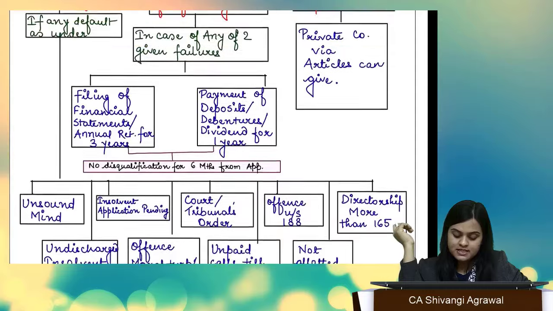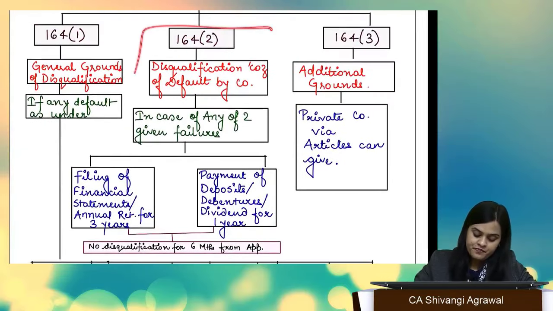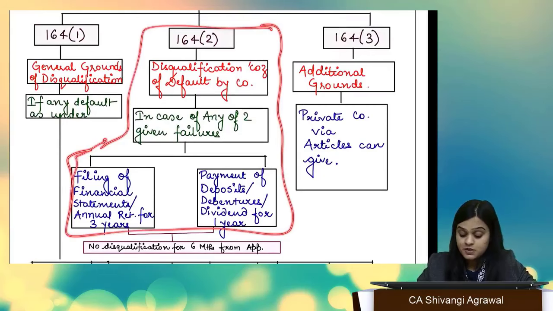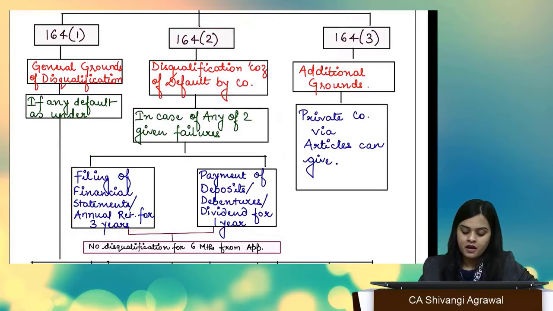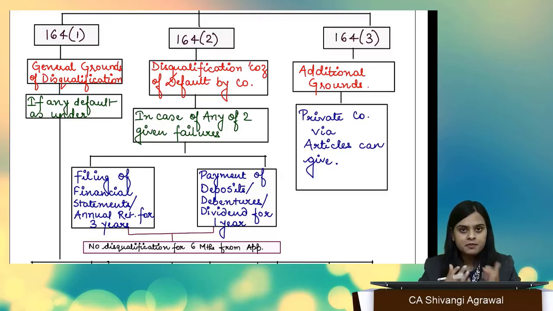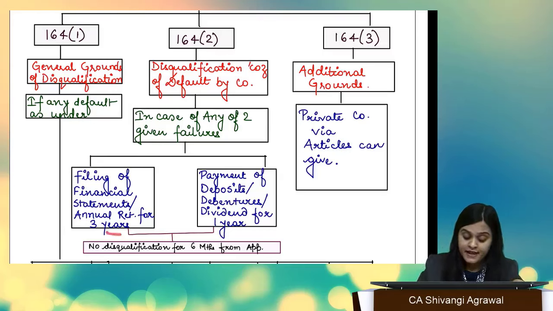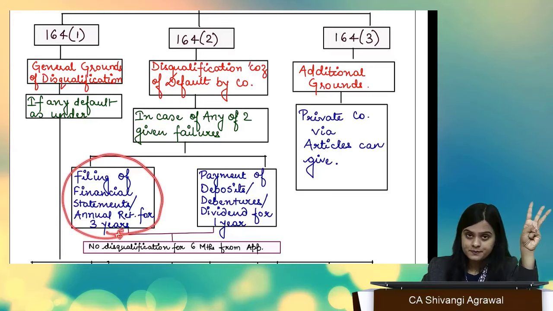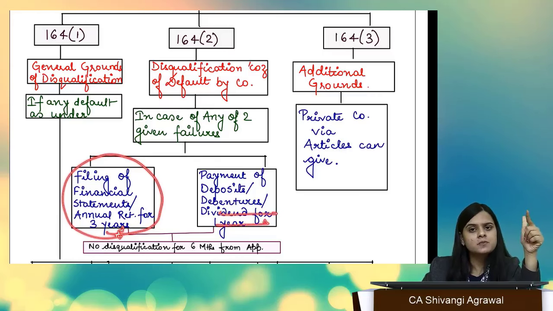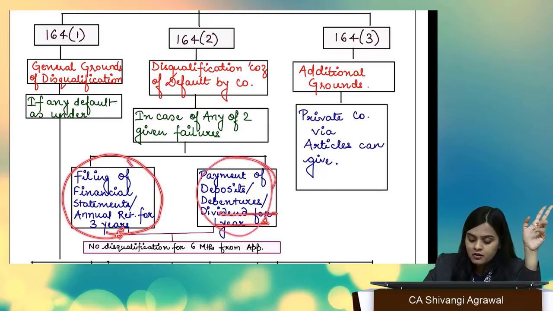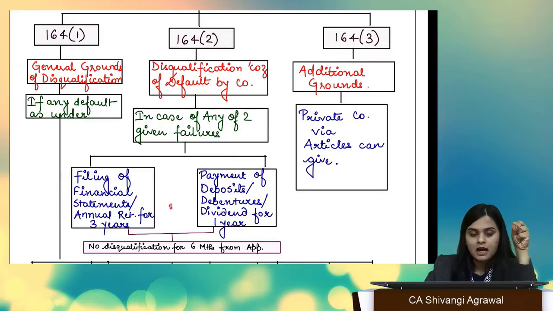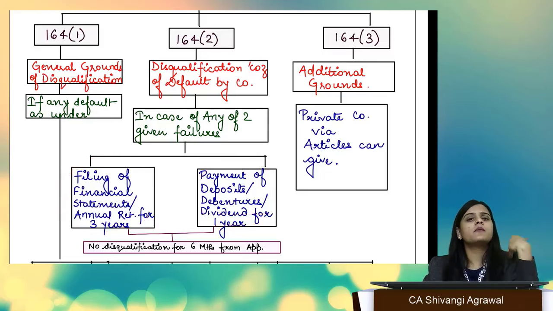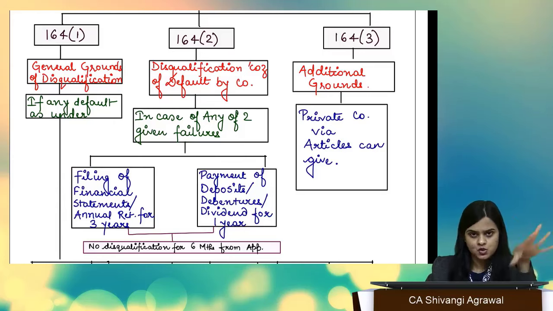Then we come to section 164(2). From the examination point of view, this is very important, although it's a very small one. Supposedly, I'm a director in some company, and that company fails to file its financial statements or annual return for a continuous period of 3 years, or it does not pay its deposits, debentures or dividend, and they remain unpaid for 1 year or more. If either of the two situations is attracted, the company becomes a defaulting company. And if I am the director of the defaulting company, I become disqualified.